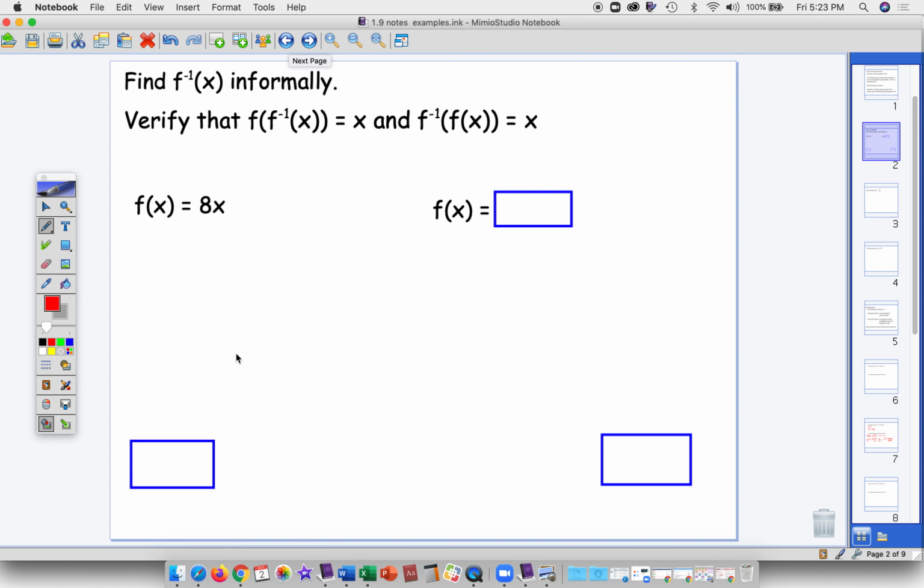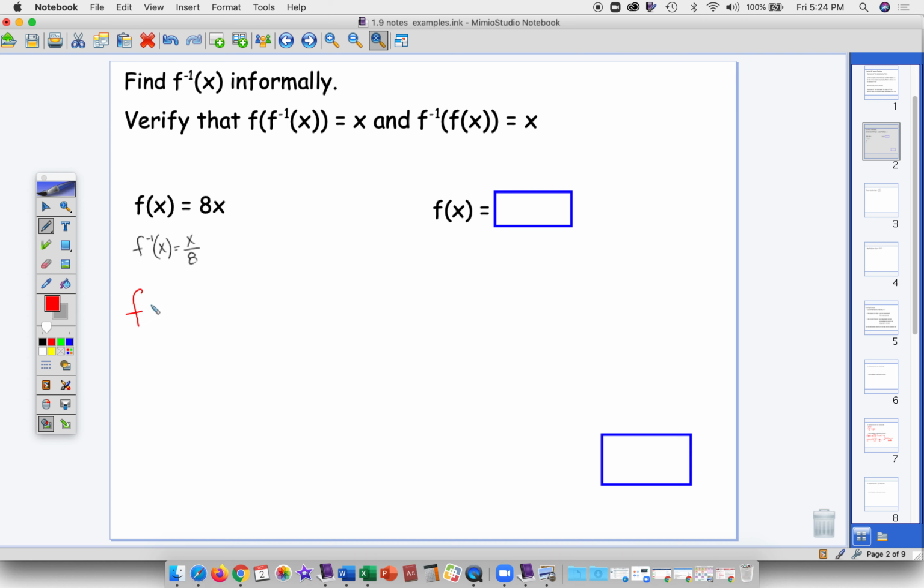So we're going to find f inverse informally, meaning we should be able to basically do this in our head because it's a pretty basic function. And then we're going to verify that f of f inverse is equal to x, and f inverse of f is equal to x. So when I look at this function, it's 8 times x. So the inverse of that, the inverse of multiplying, is dividing. So f inverse is x over 8.